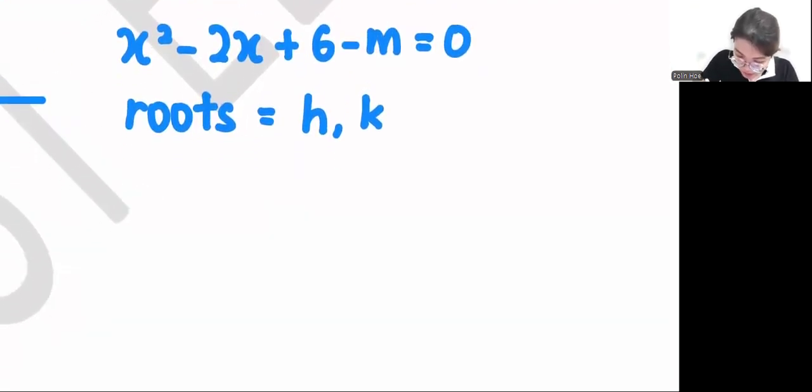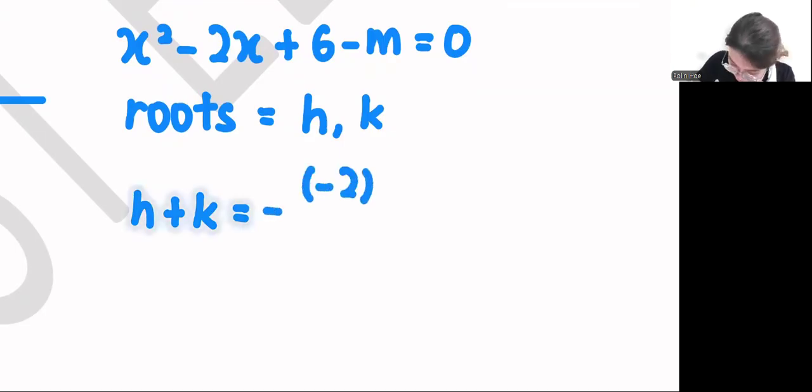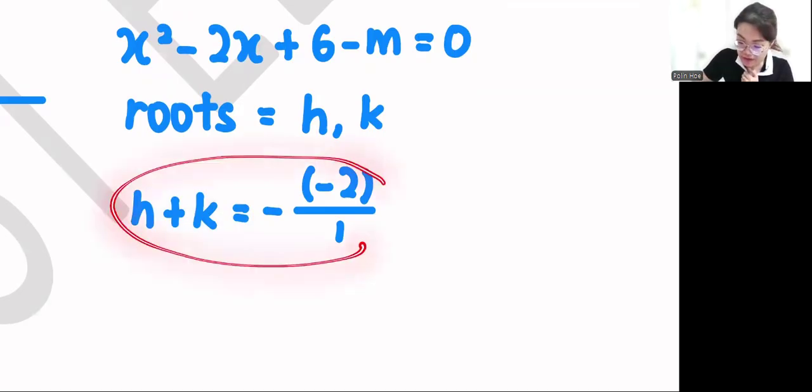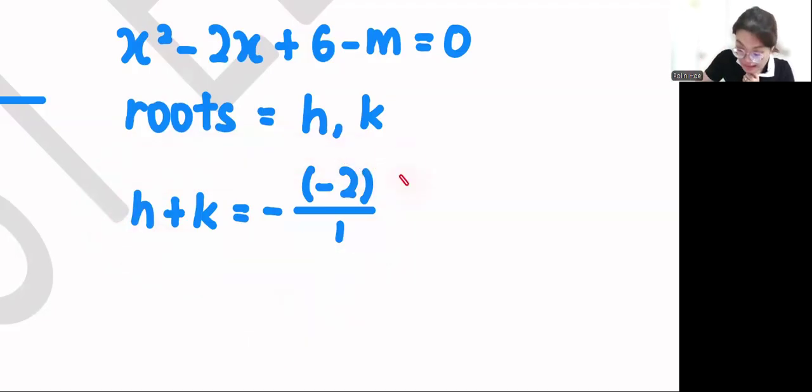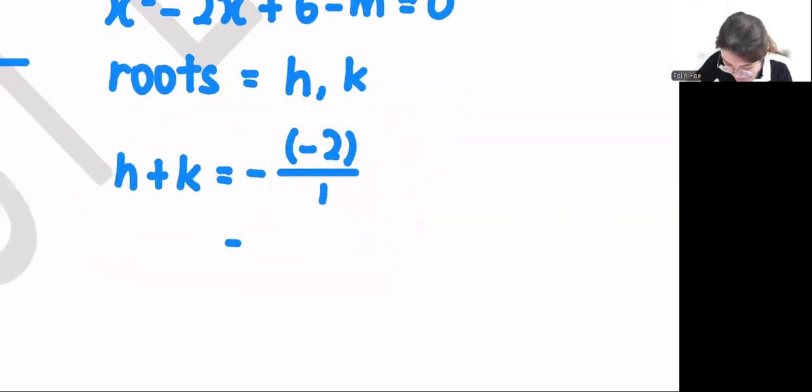My SOR will be equal to h plus k equals to minus b over a. It is written like this. If you straight away say, teacher, I know the answer is 2, and you bye-bye, because the mark is given on this, not on equals to 2. If you write equals to 2, it will not give you the marks. This line gives the marks, equals to 2.